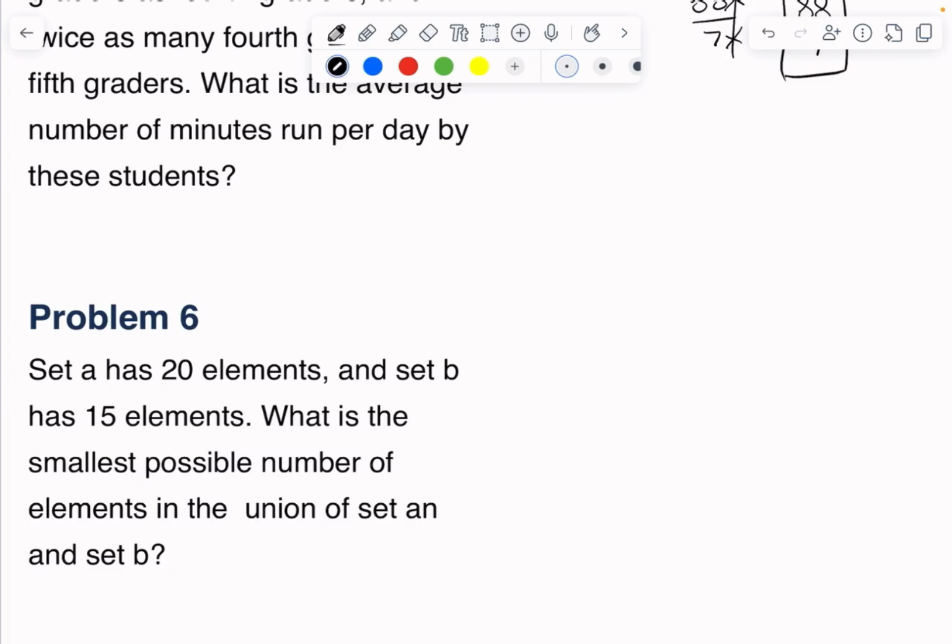Okay, so set A has 20 elements and set B has 15 elements. The problem never says that the elements can't be equal. So let's say set A has all elements equal to 1.